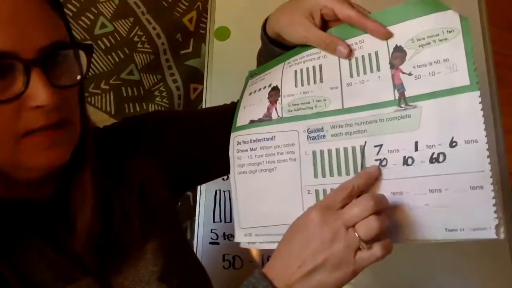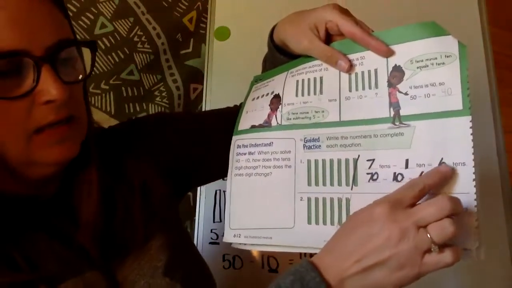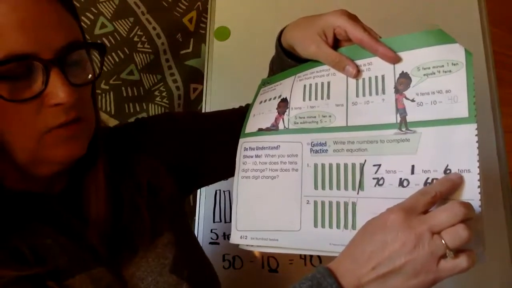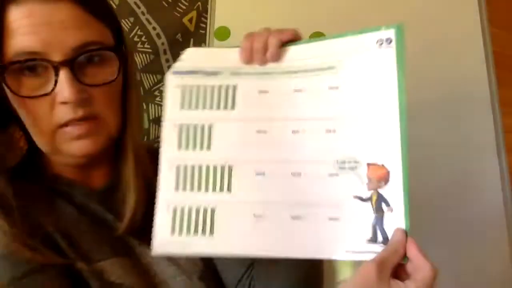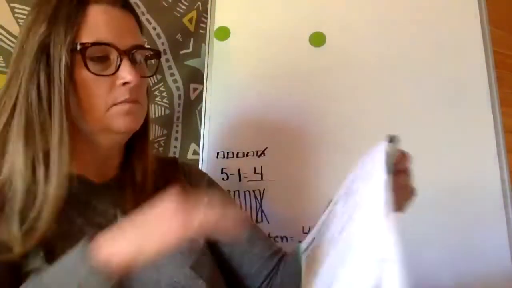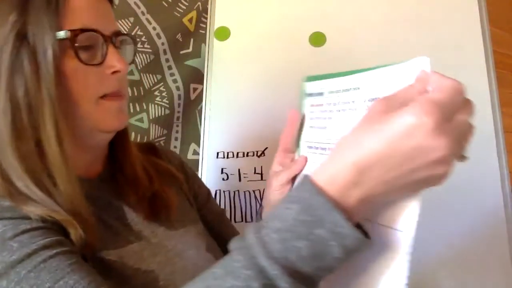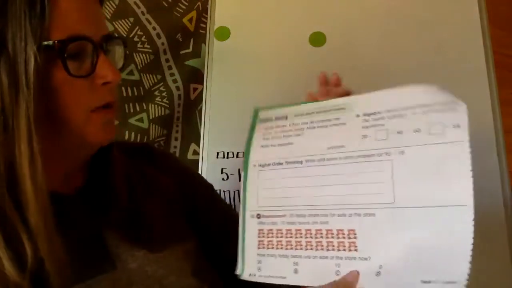7 tens equals 70. 1 ten equals 10. That when you subtract it equals 6 tens, which is 60. Okay, so then you'll write the value of each one of those down here. Okay, so this is the page that you'll take a picture of and upload to your Seesaw. Okay. On the back side, you're going to solve each problem below.